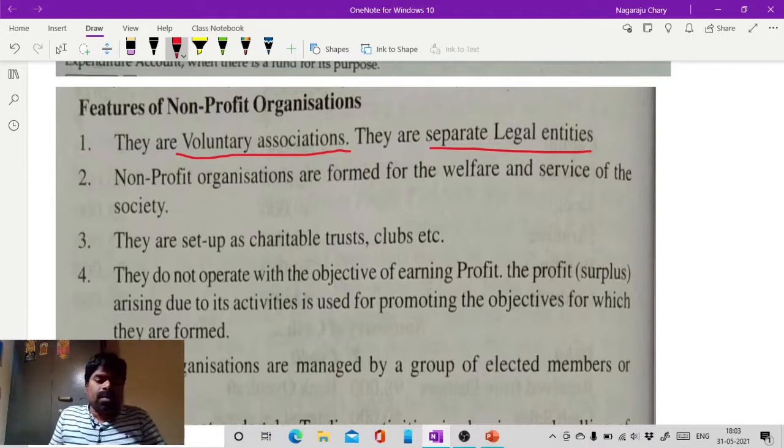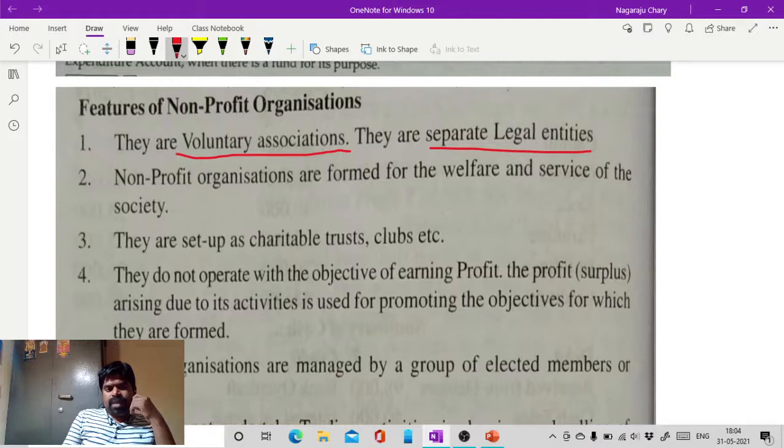Next, non-profit organizations are formed for the welfare and service of society. Earlier, profit-motive organizations, where investors invest something and expect something, are expecting returns. They are taking a risk and they are expecting returns. Whereas in a non-profit organization there are no investments and no expectations. That's why non-profit organizations are established for the welfare of society.